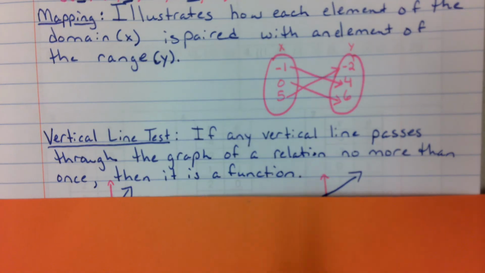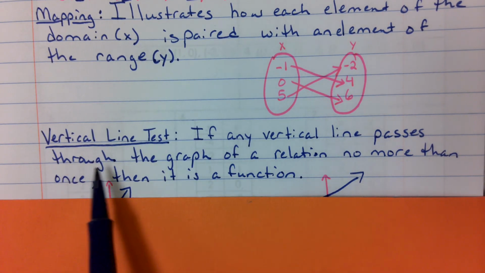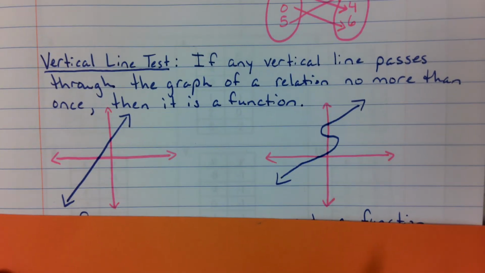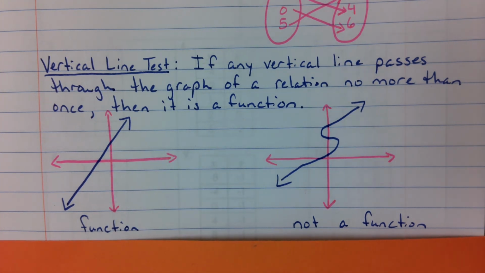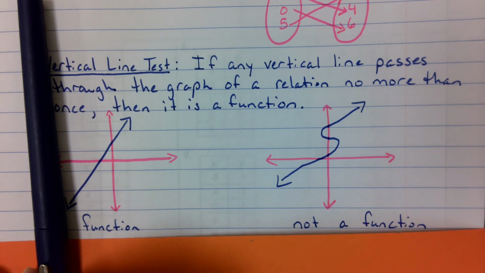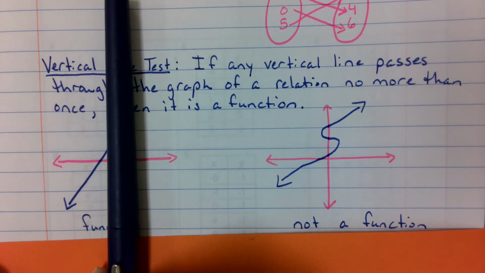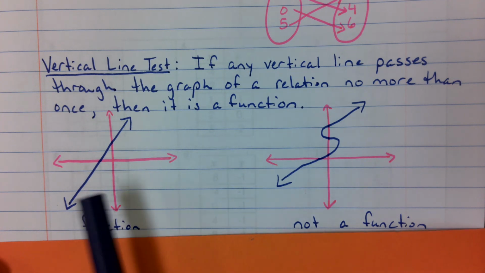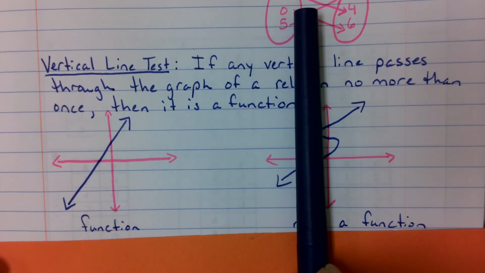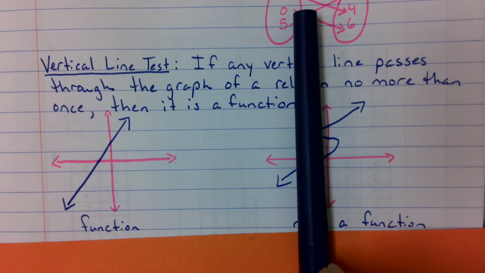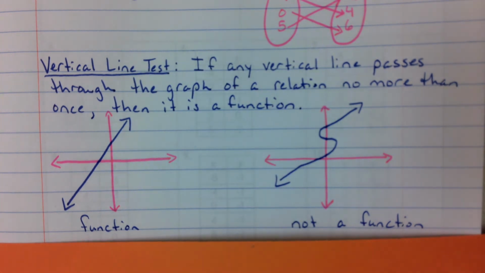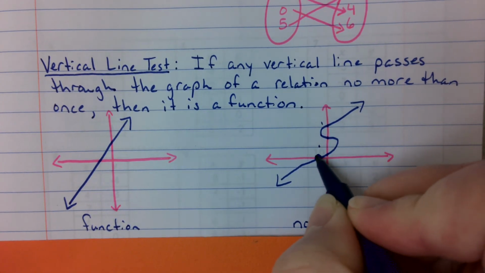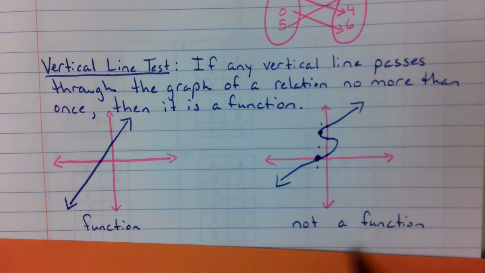All right. Next, I have the vertical line test. If any vertical line passes through the graph of a relation no more than once, then it is a function. So here's my two examples. Here, and what we do is called a pencil test. So you'll take your pencil and you'll go across the line like this. And if my pencil only hits it once, which it does here, then it's a function. But as soon as it hits it twice, so like right here, I'm hitting this graph here and here. So I'm hitting it more than once. So as soon as I see that, I'm going to identify this line right here hits here and here. That's not a function.